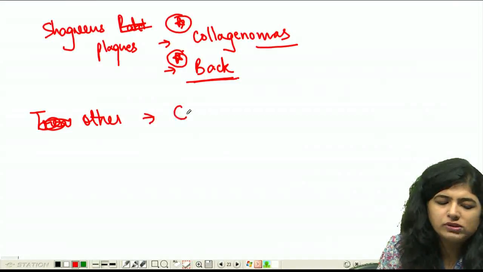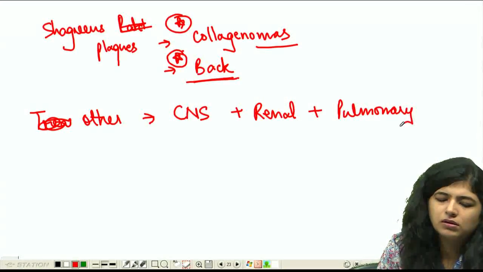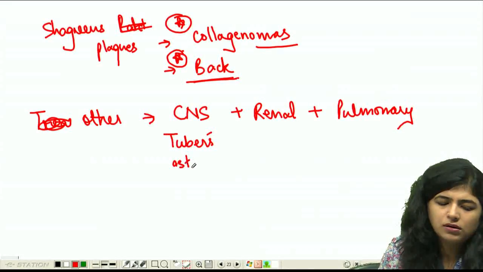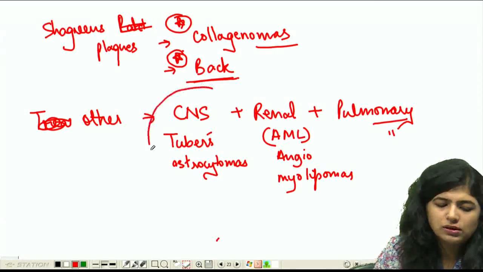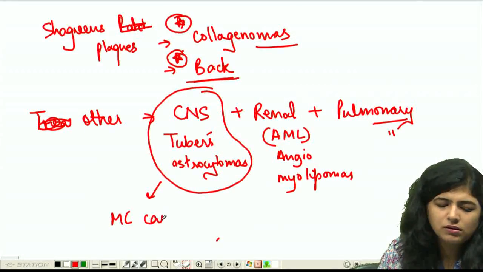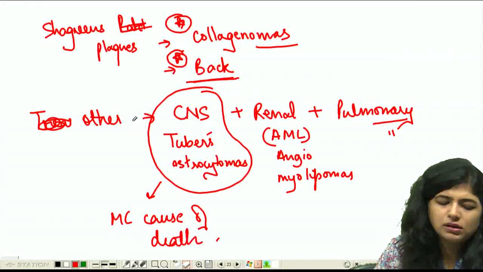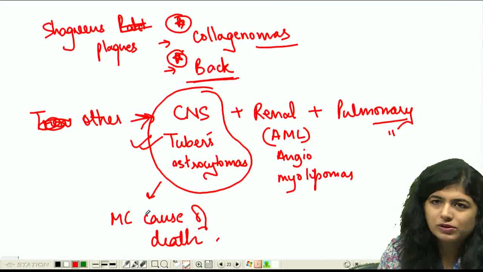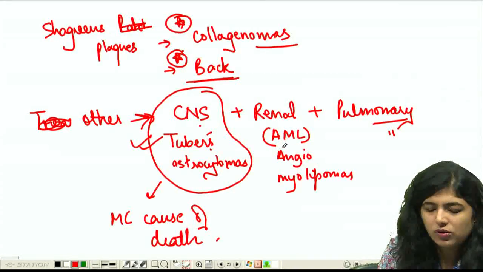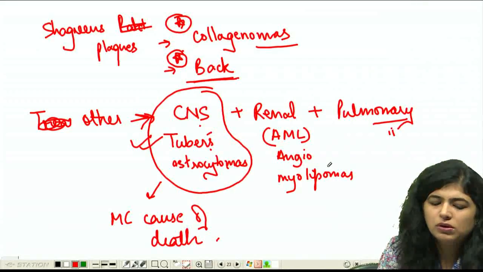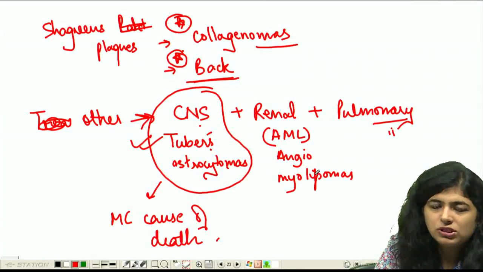And other things, you have CNS tumors, plus you have renal tumors, plus pulmonary. You have tubers, astrocytomas. Here you have angiomyolipomas. And you have the same in the lung also. This is the most common cause of death, the CNS tumor. Clear to everyone? CNS tubers, astrocytomas, renal AML, this is not acute myeloid leukemia, this is angiomyolipoma, and you have pulmonary lesions also similar. So basically you have tumors growing in the entire body wherever the gene is defective.